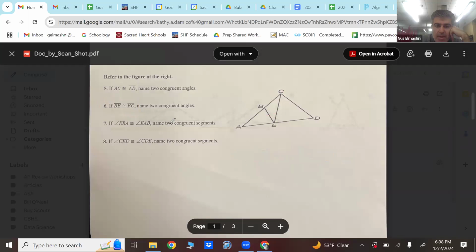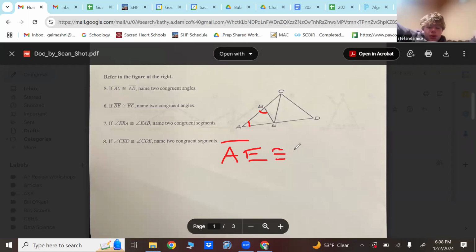If angle EBA and angle EAB, you have to give the sides opposite of them. What sides are opposite of them? So what's opposite angle B? What side? You have to give me two letters. AE. Good. What side's opposite angle A? BE. Perfect.